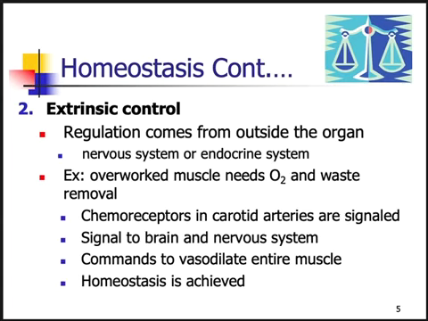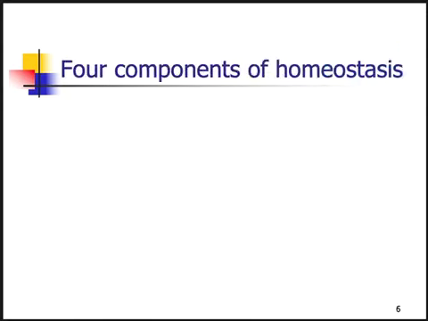Okay, so both intrinsic and extrinsic control will happen at the same time, side by side, right? You can have one or the other, but typically you're going to have a combination of both so that you have very fast and fine control. All right, so hopefully you are still following along. Let's continue our discussion of homeostasis.